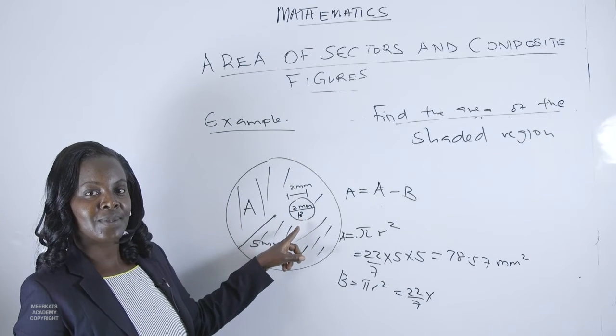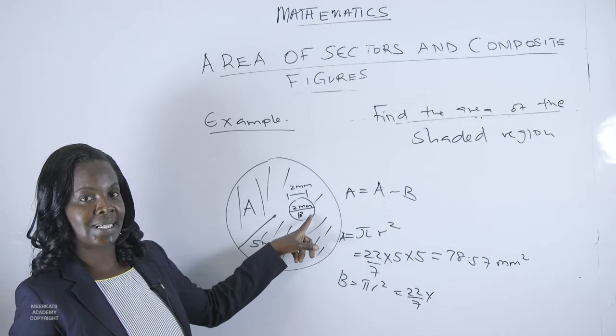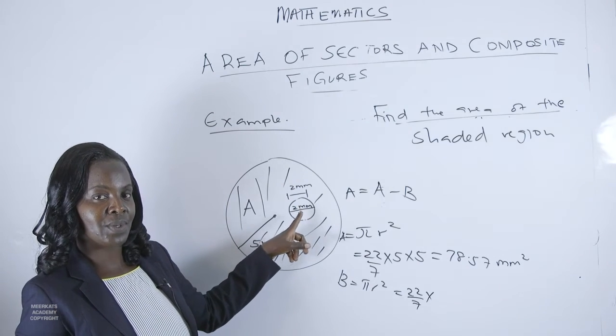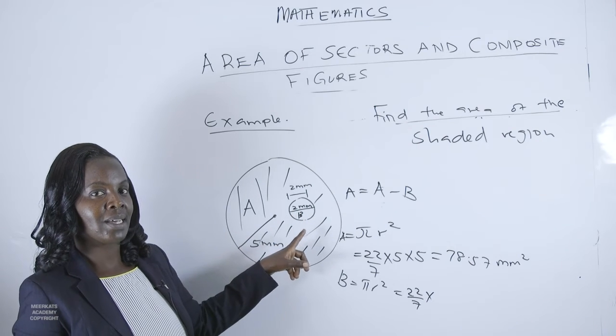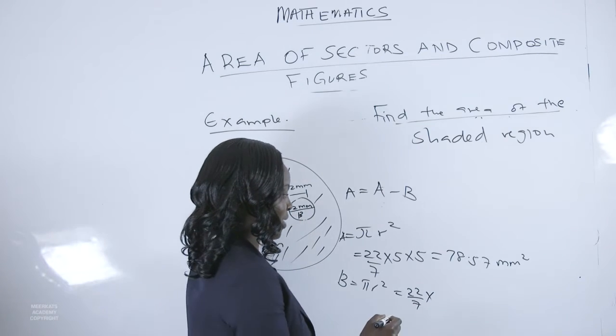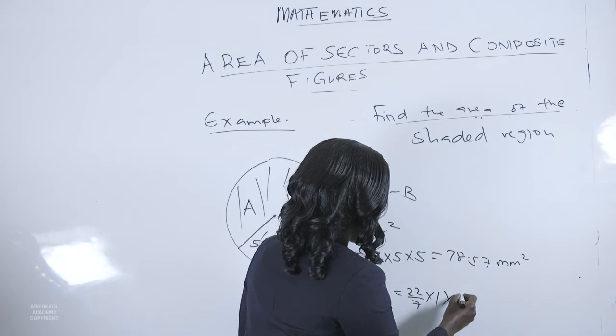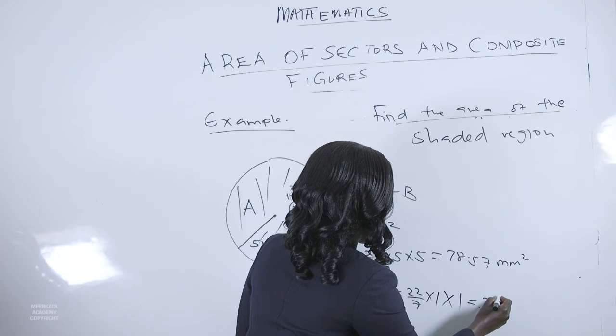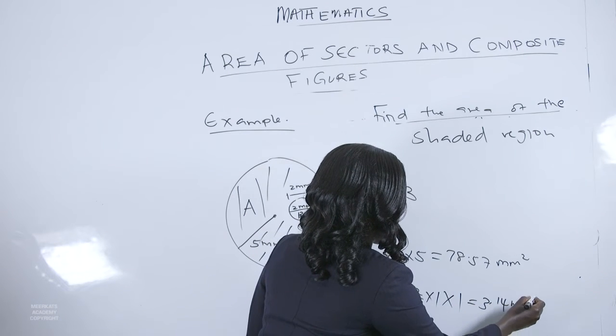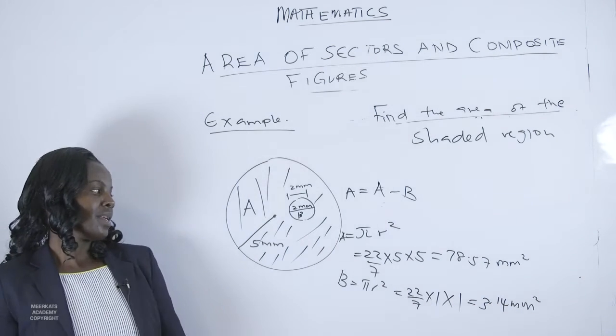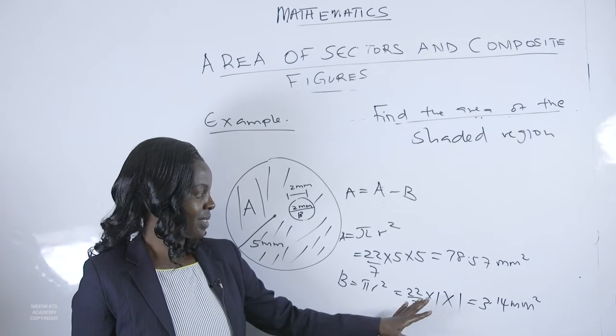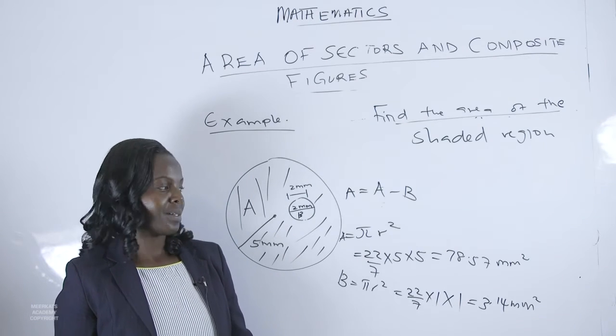What is the radius of this circle? We are given the diameter, which is 2. How do you get the radius? Divide the diameter by 2. So we say 2 divided by 2, 1. So the area of the smaller circle is 3.1 square millimeters.